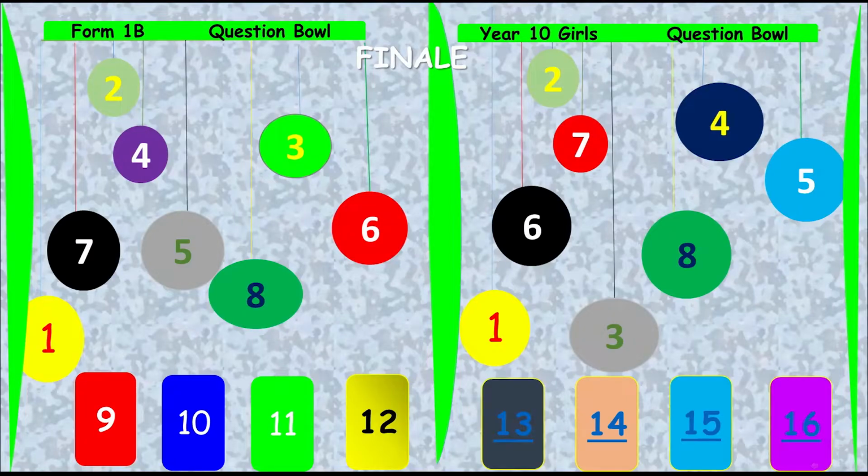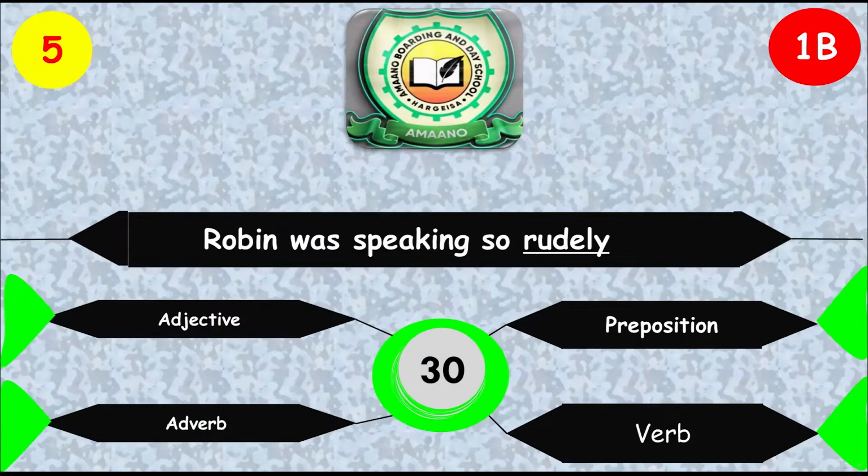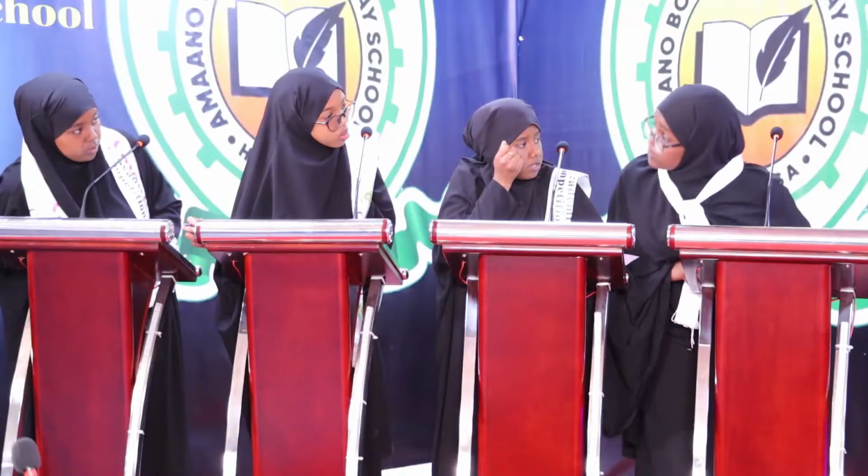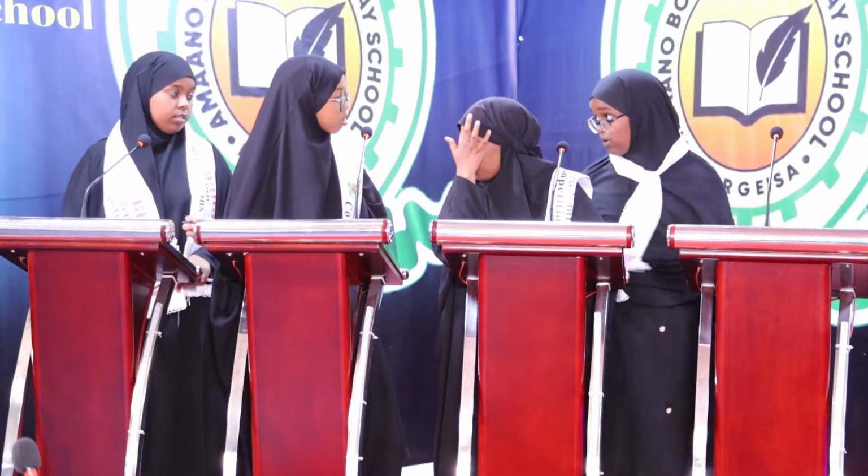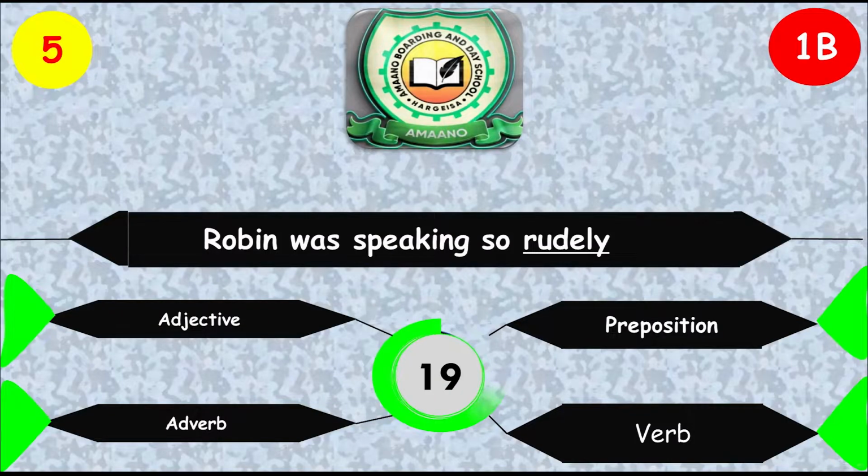Number 5. This is an English question. Robin was speaking so rudely. Which part of speech is the underlined word rudely? Adjective, preposition, adverb, or a verb. Adverb. So that's correct.